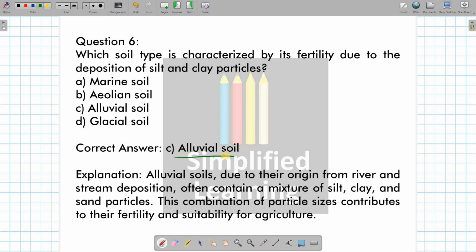See what alluvial soil is doing here. What are the depositions that are carried by river or any flowing water body, or let's say a stream? They are deposited somewhere. They are rich in nutrient, they are rich in organic matter also. They are a mixture of silt, clay and sand particle, and this combination, this mixture, this amalgamation increases the fertility, and that's why it makes that soil, which soil? Alluvial soil, highly suitable for agricultural purposes, right?